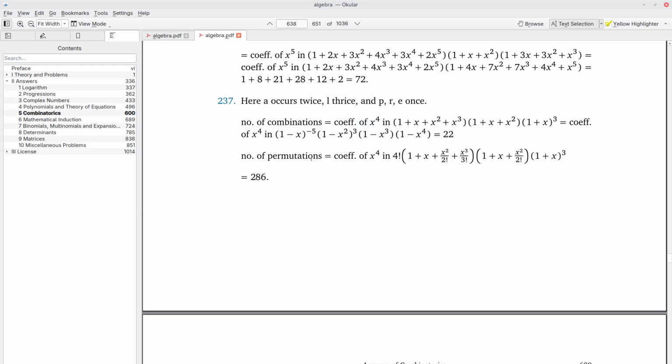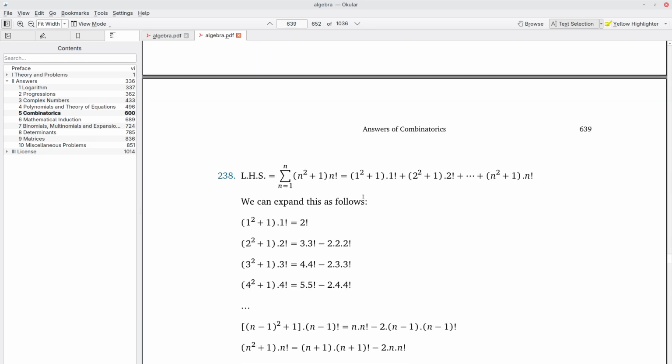The number of permutations would be the coefficient of x to the power 4 in (1 + x)^4 times (1 + x + x squared by factorial 2 + x cubed by factorial 3) multiplied by (1 + x squared by factorial 2) multiplied by (1 + x) whole cube, and that is 286.